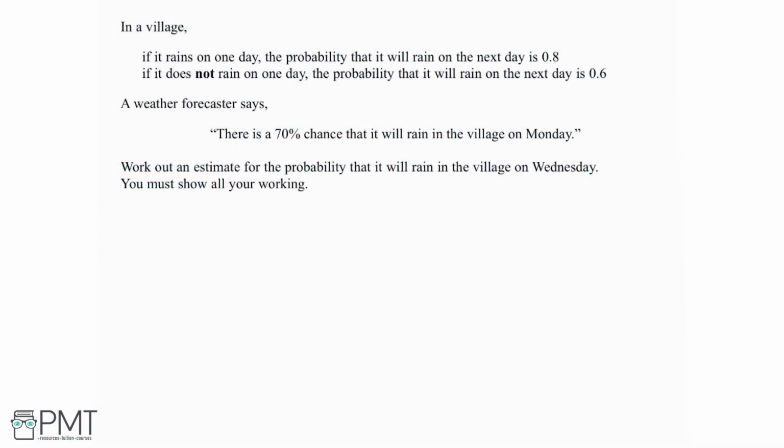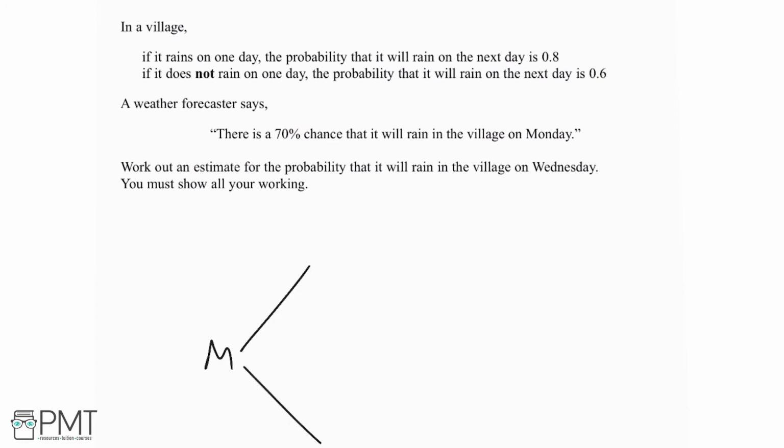In a village, if it rains on one day, the probability that it will rain on the next day is 0.8. If it does not rain on one day, the probability that it will rain on the next day is 0.6. A weather forecaster says there's a 70% chance that it will rain in the village on Monday, and we need to work out an estimate for the probability that it will rain in the village on Wednesday, showing all of our working. So I'm going to draw a little tree diagram to help us.